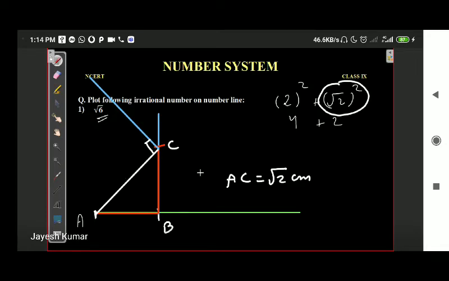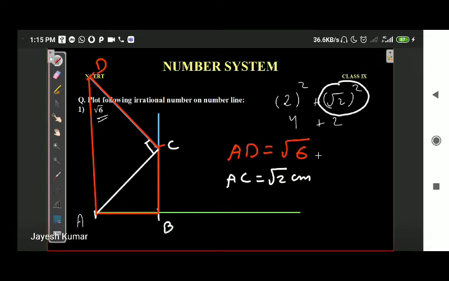Now this time I need to mark an arc of 2 centimeter. This will be the mark of 2 centimeter. Mark this point as D. So finally you have AD as your desired line, that will be under root 6.